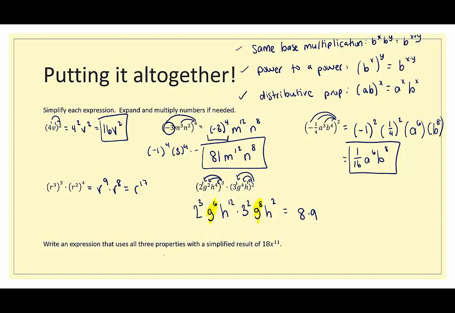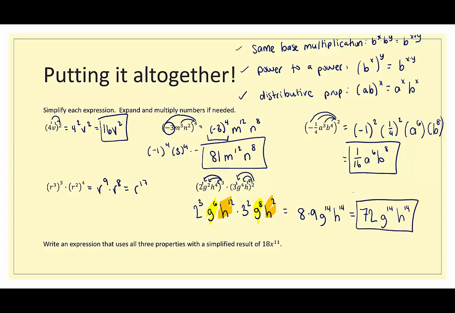And here I have g to the 6th and g to the 8th. So those are the same base. I have 6 factors of g. I have 8 more. That's a total of 14 factors of g. And then I have h to the 12th and h squared. I have 12 factors and 2 more. That's also 14 factors. And last but not least, we can multiply 8 times 9. That's a regular 8 and a regular 9 makes a regular 72. So we have 72 g to the 14th, h to the 14th.